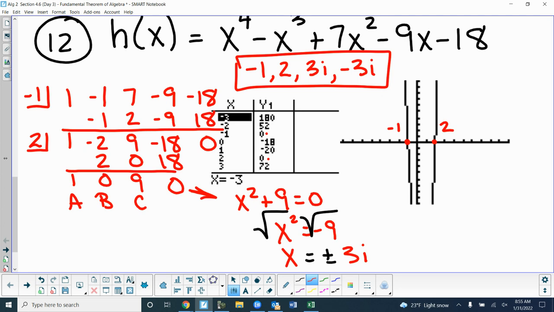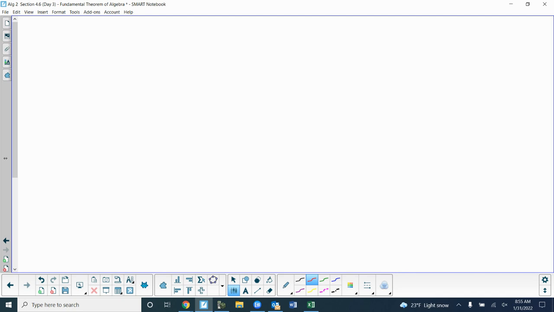All right, let's practice another one like the warm-up. All right, so I'm going to give you three zeros, and I want you to find the polynomial that goes with those three zeros, please. So this is like your warm-up problem.